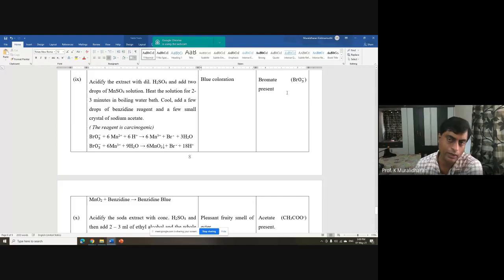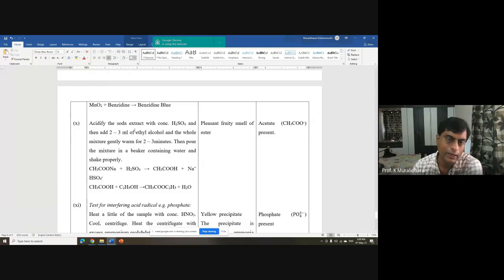Okay, so moving to acetate, this is the one where you can really smell it. It's like a fully ripe banana kind of smell. You may feel it clearly. Here you will be adding sulfuric acid and a few drops of ethyl alcohol, and warm the whole mixture for 2 to 3 minutes. Then pour the mixture into a beaker containing water and shake properly. You can take a glass rod and stir also.